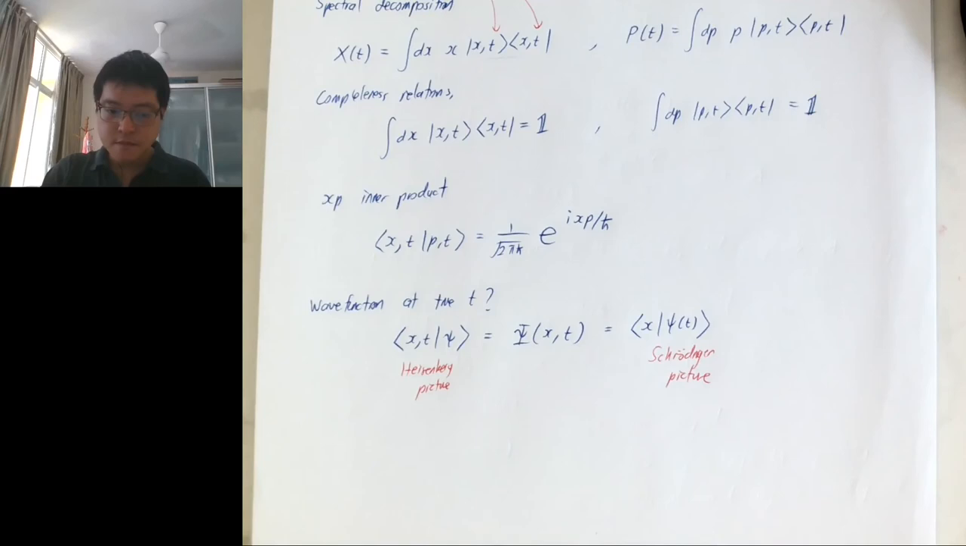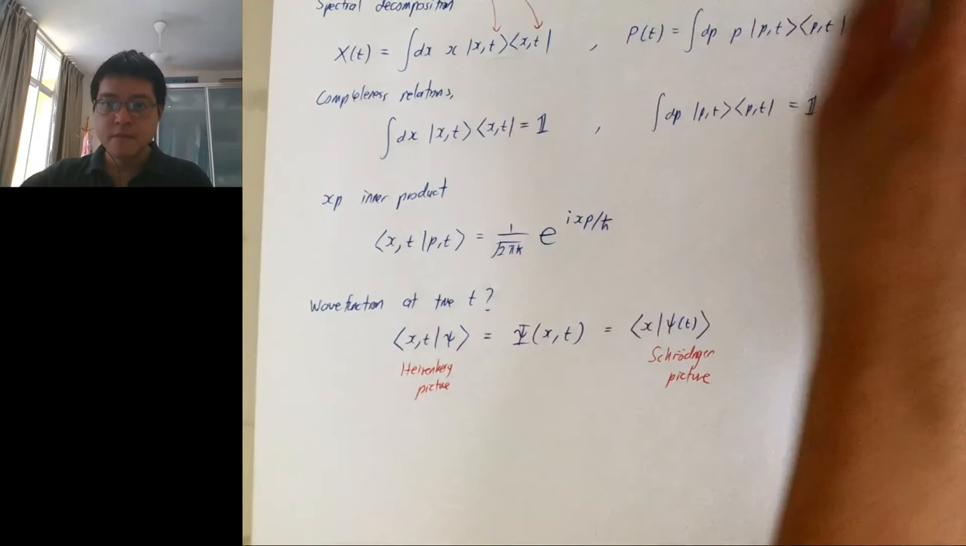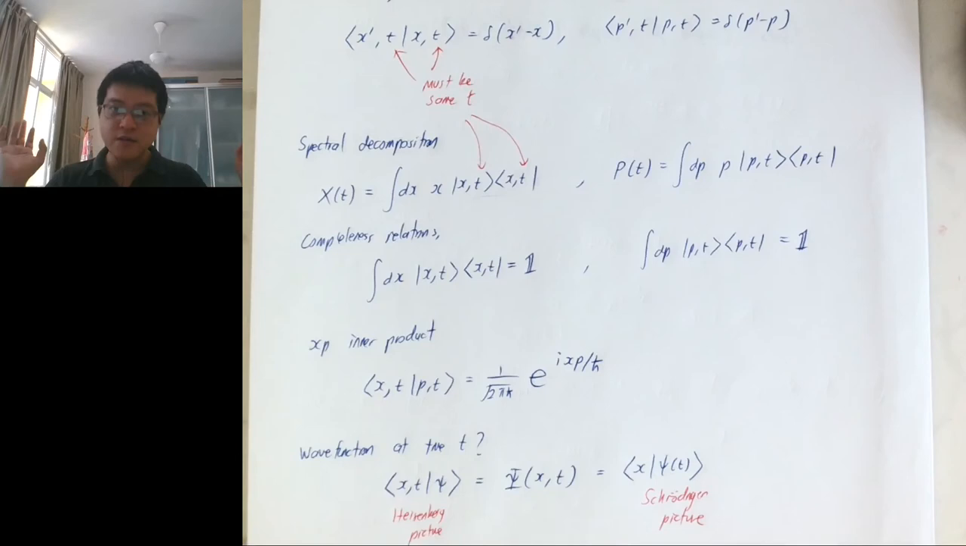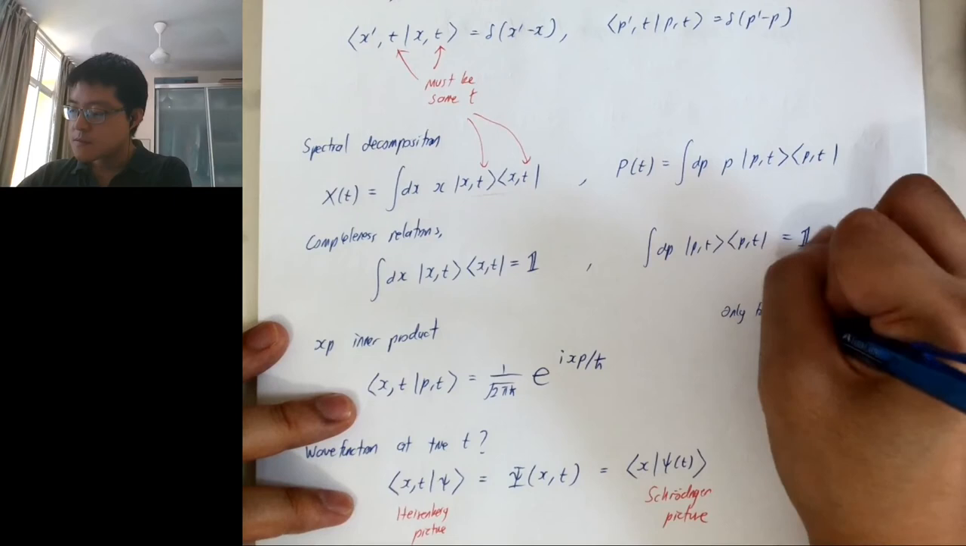So, what page is this? 9. What time is it? 34. You always want to cancel. Yeah, don't, because they're operators, so they may not commute. So this is where you have to be careful. Same x different t, yeah, cannot, right? So as long as it's different, cannot. So all this is only for the same t. Same x doesn't help you, but it must be the same t.